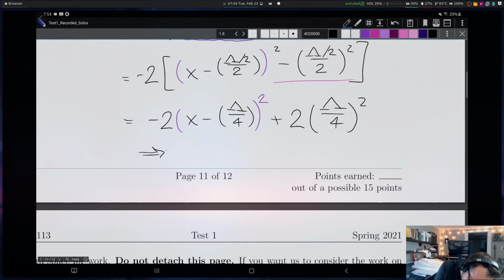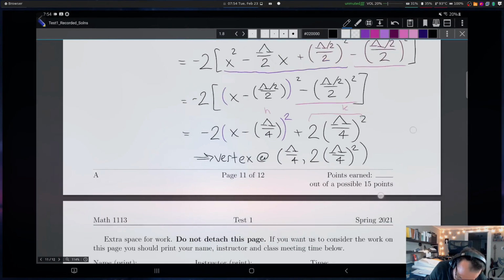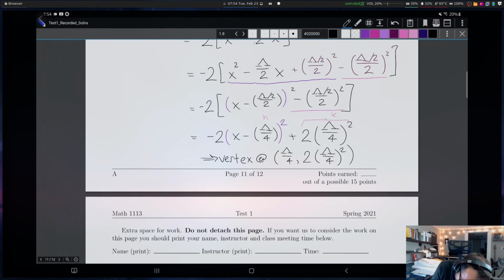So I have a vertex at, what are the coordinates? Well, it's an h and a k. And so maybe here is my h, and this whole thing here is my k. And so the vertex I get is something like lambda over 4 coming from my h, and 2 times lambda over 4 squared coming in as my k, right, just this entire term here.